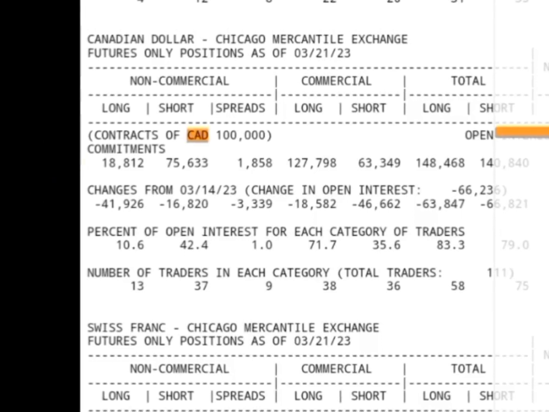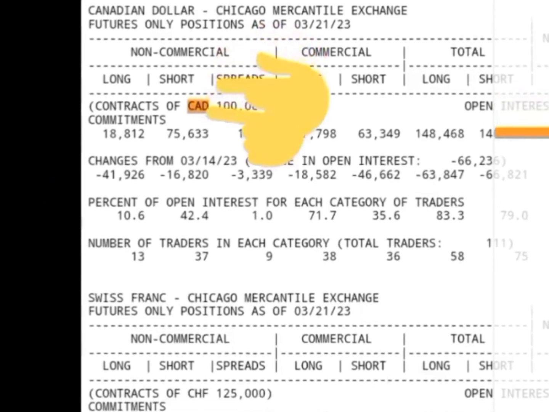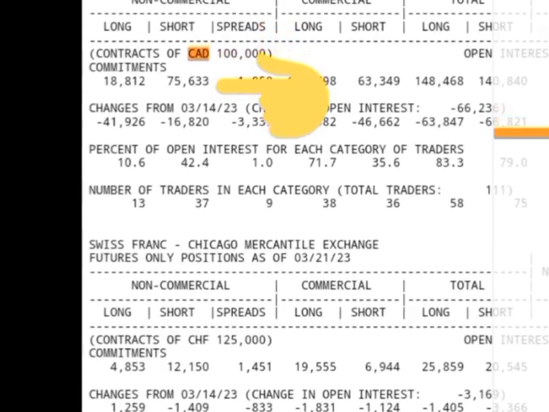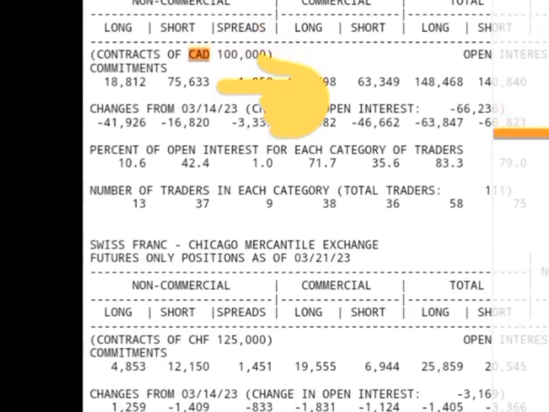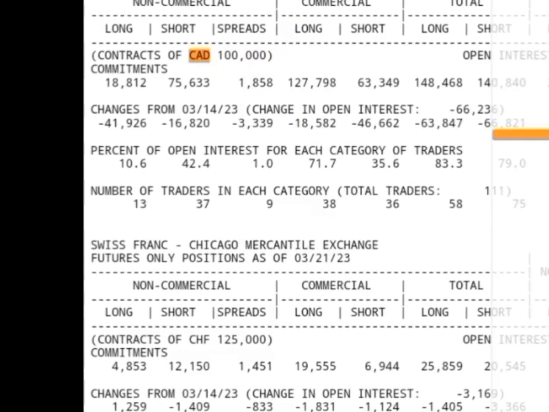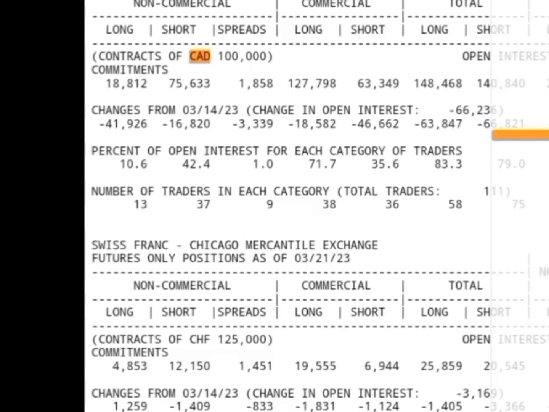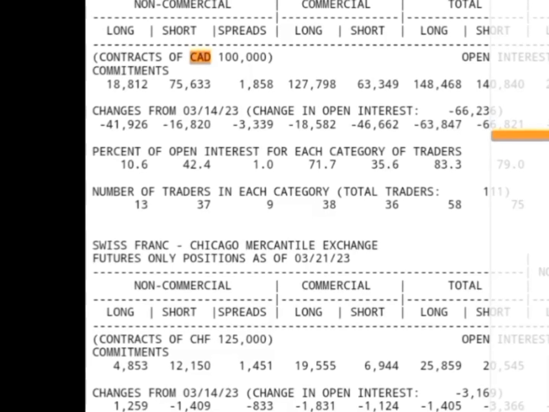Now for the short, you are seeing 75,633 positions for the short. So this market is actually more on the short side. Now look at this, how you read it.